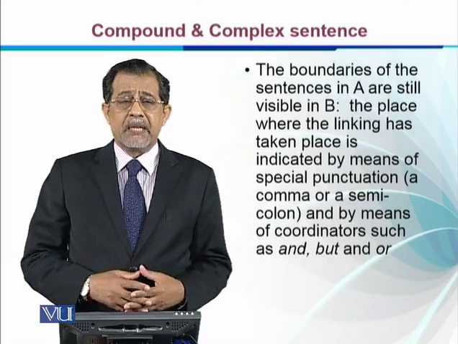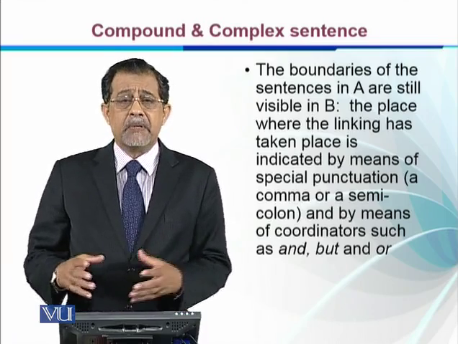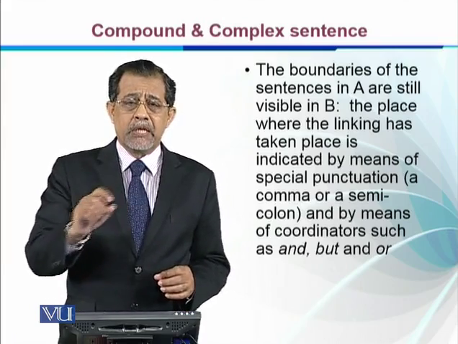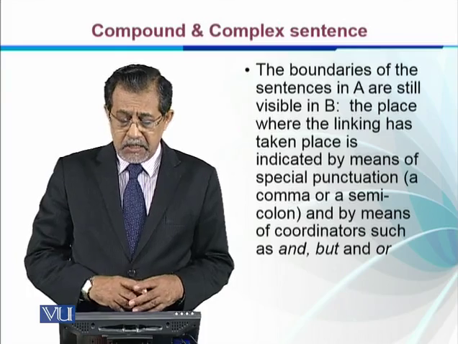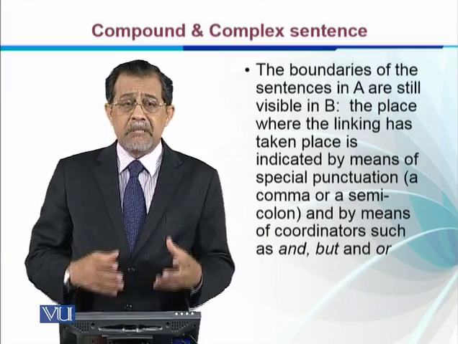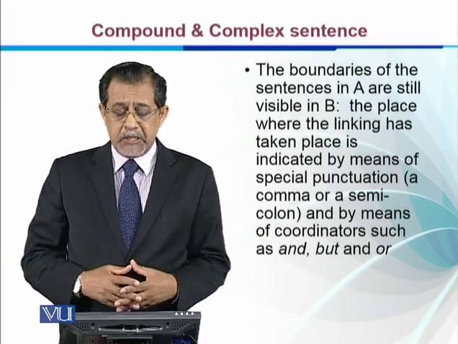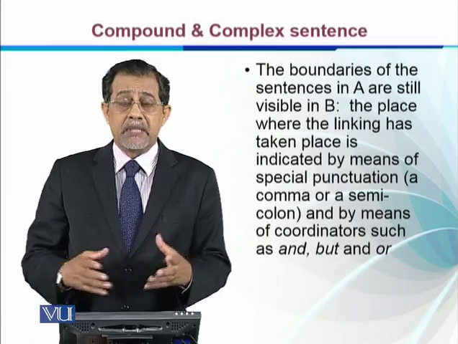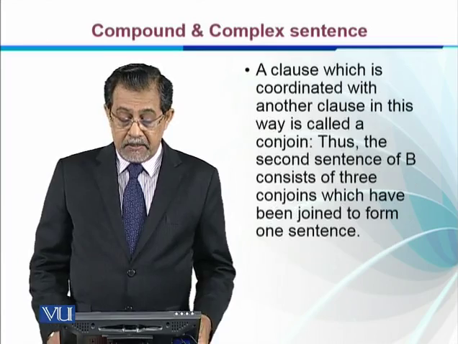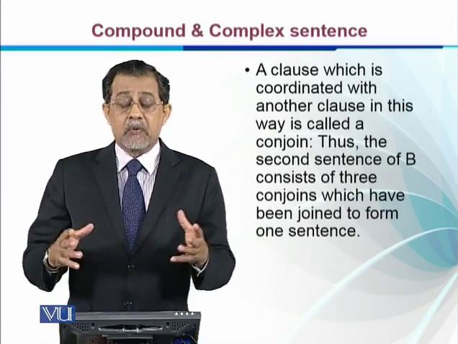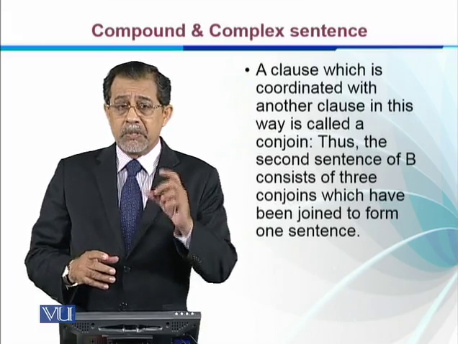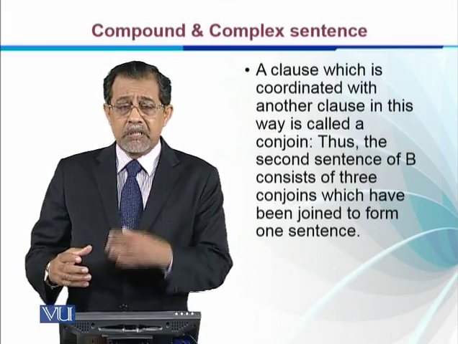The boundaries of the sentences in A are still visible in B. They are joined either by punctuation, or by a coordinator, or sometimes by a comma. The place where the linking has taken place is indicated by special punctuation such as a comma or semicolon, and by coordinators such as and, but, etc. A clause which is coordinated with another clause in this way is called a conjoint.